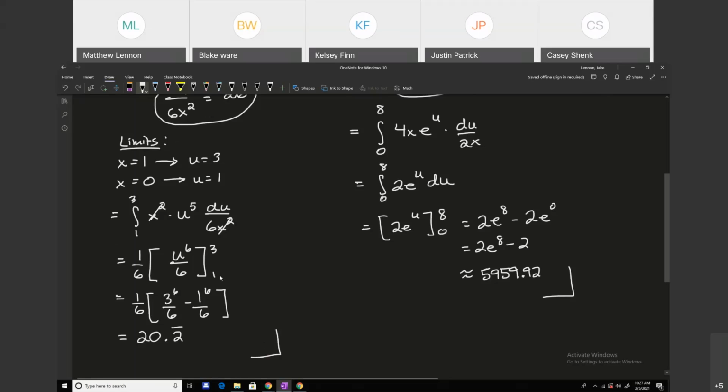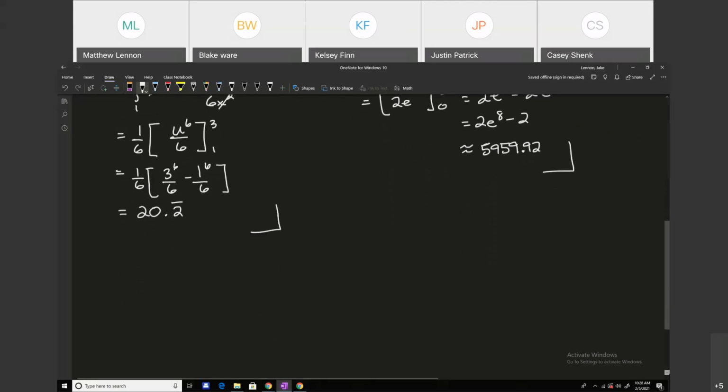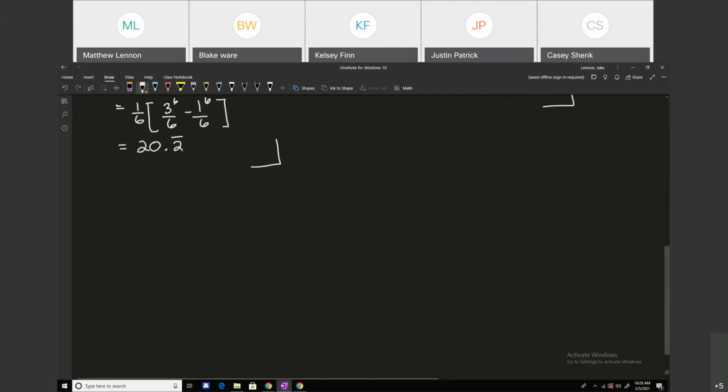I think we've done those. I'm just trying to look for some more examples here. Many of them are very similar, but let's try some from the exercises. So this next example is number 40 in section 5.4.